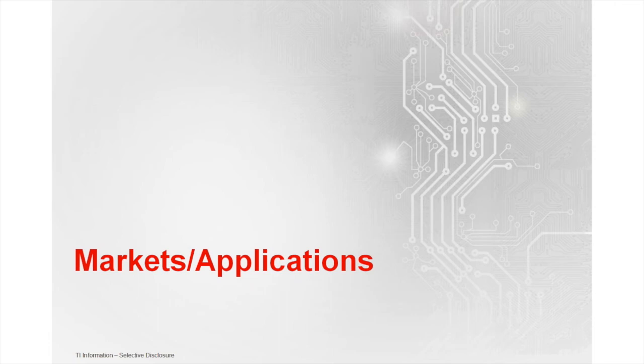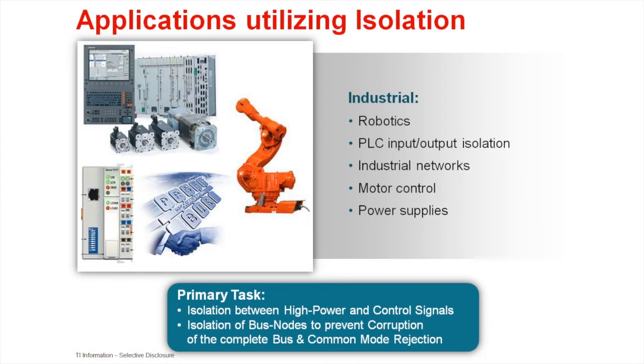Now we will look at some brief markets and applications of isolation. First, isolation has a very strong place with the industrial market. It can be used in robotics, PLC for input and output isolation, industrial networks, motor control, or power supplies. The primary task? You guessed it, isolating between high power and control signals, or isolating specific nodes to prevent corruption.